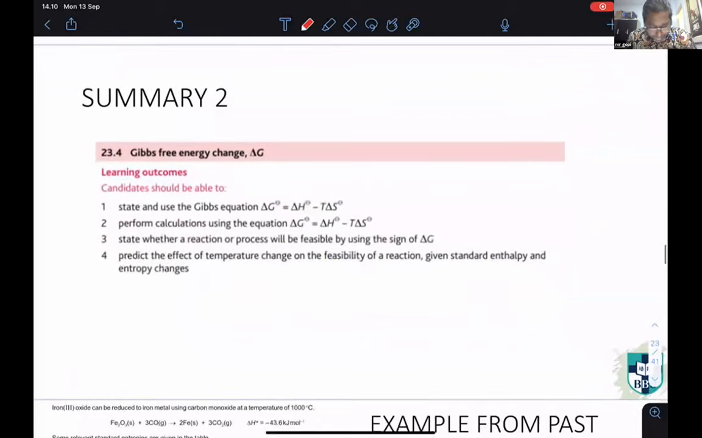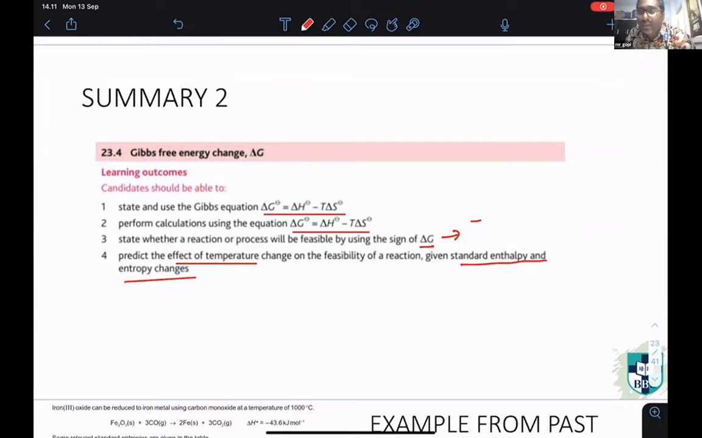If you look into the summary, what we need to know from this chapter is the equation, and how to perform the calculation. Done. We need to tell whether the reaction is feasible or spontaneous, using the sign of Gibbs free energy, which is supposed to be negative. Negative means feasible. And the last one that I taught you, about the quadrants, just talks about the effect of temperature change on the feasibility of the reaction, given the standard enthalpy and entropy change.